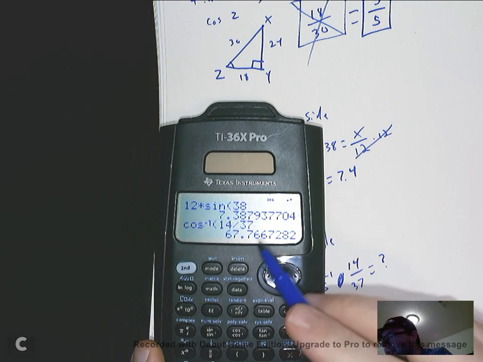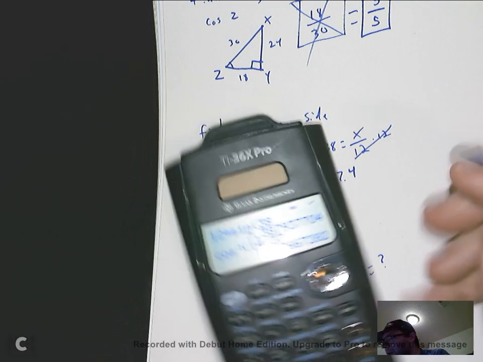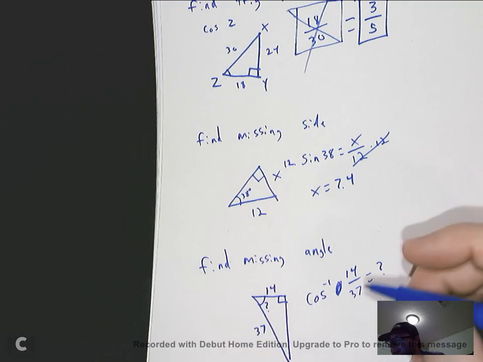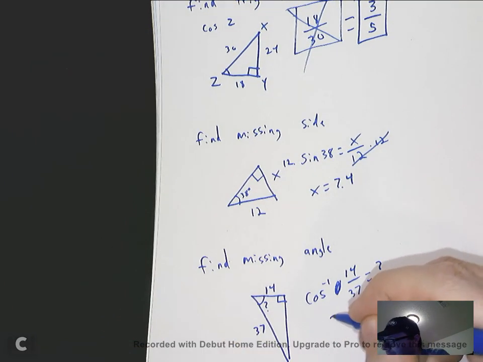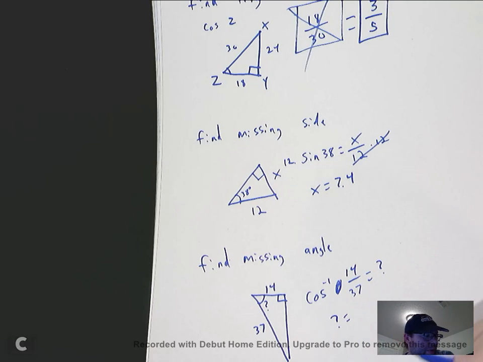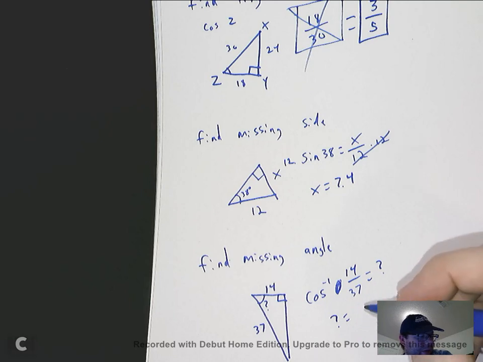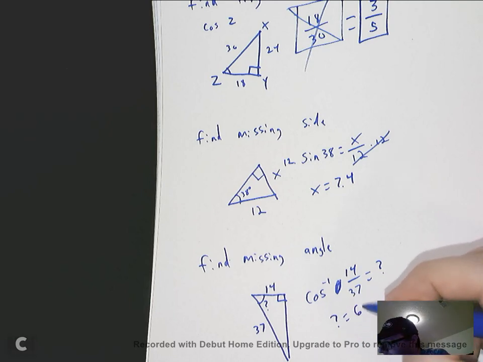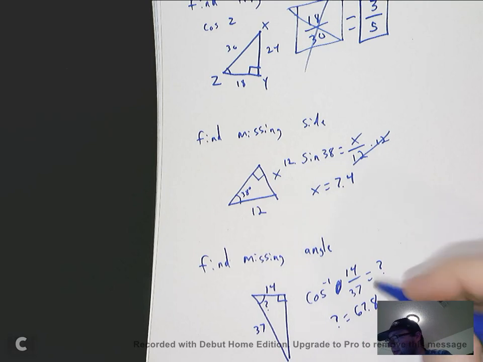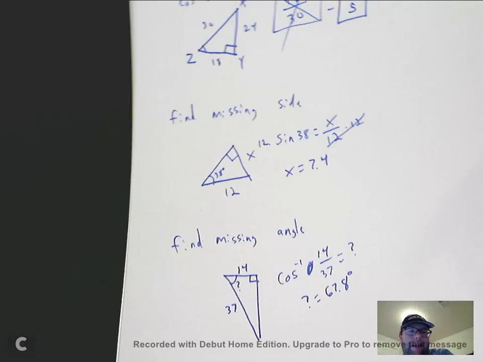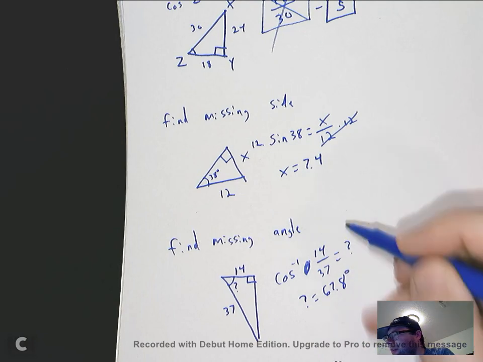And I get 67.76, and I believe it wants it rounded to the nearest tenth. So this measurement, or it might even be the nearest degree. So it's either 67.8 or it might even be 68. 67.8 degrees. Okay. And again, just pay attention to the instructions above each section.